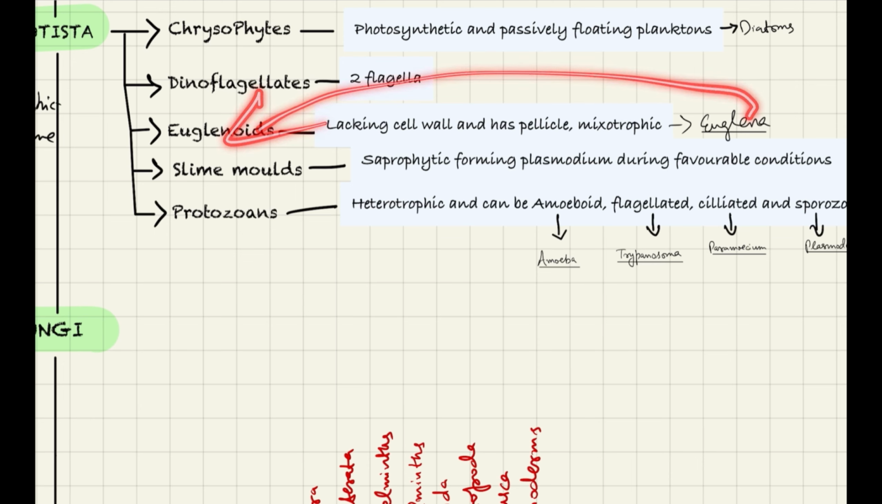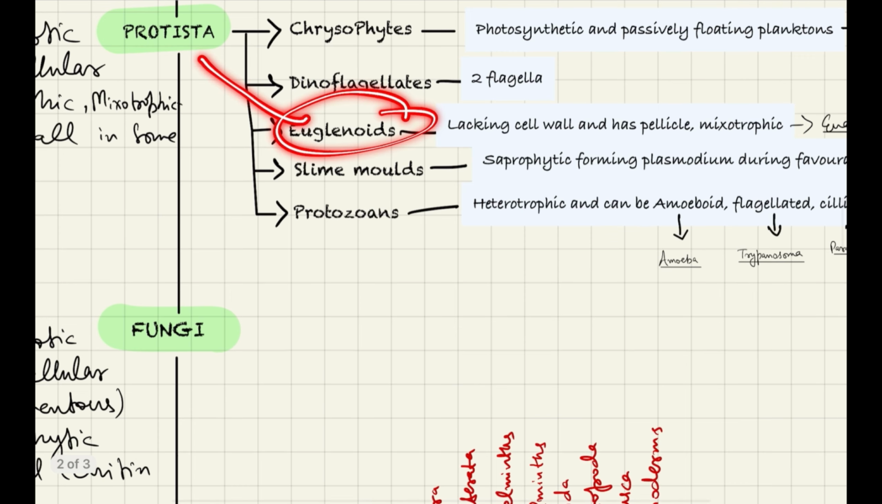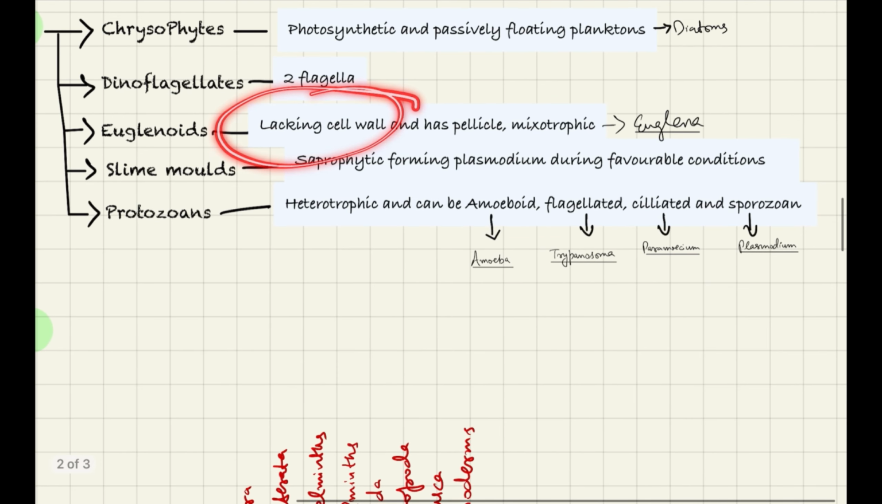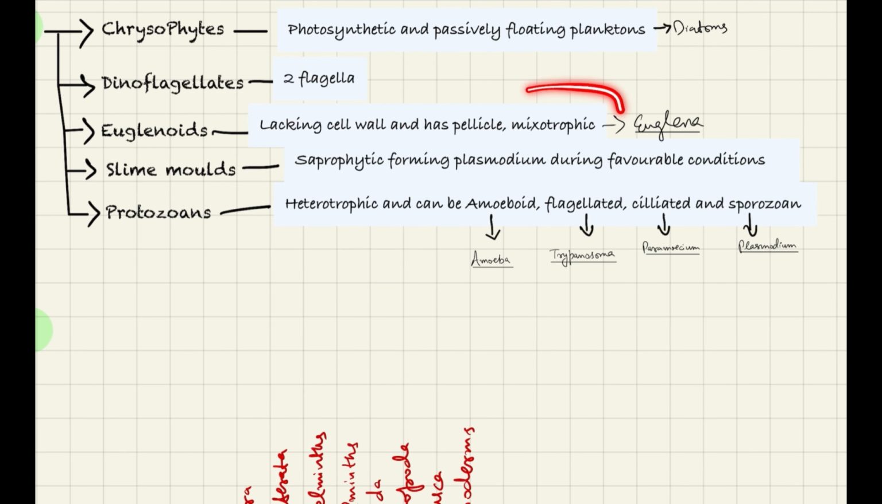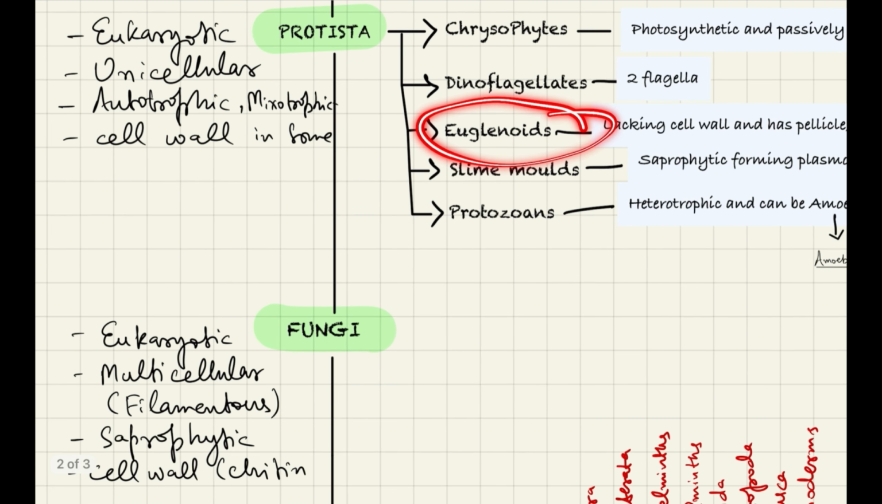the term euglenoid. In most books it is kept under the protozoan section, but it is actually part of euglenoids, and euglenoid is part of Protista. This is important. It lacks a cell wall, it has a pellicle. These are unique things, and it is mixotrophic. Mixotrophic means it also has chromatophores, so if conditions are good, it will perform photosynthesis, or it will act as a heterotrophic organism. And we must know that these euglenoids are part of this. This is the concept building approach.